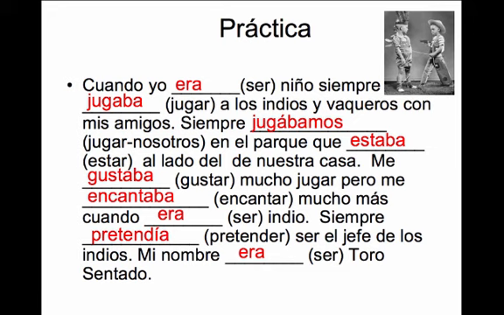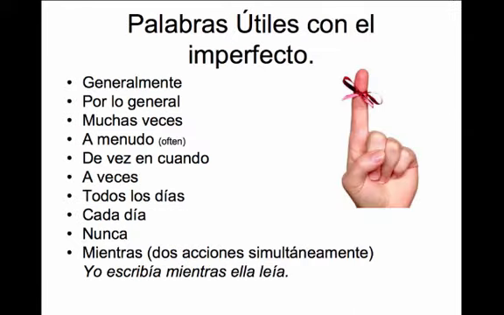So hopefully you did okay on those. Mostly yo forms there. Some important words, palabras útiles, to use with imperfecto. I encourage you to write down this list. Generalmente y por lo general means generally, usually. Muchas veces, a menudo, both mean often or many times. De vez en cuando means from time to time. A veces, todos los días, you know those. Cada día, each day. Nunca, never.